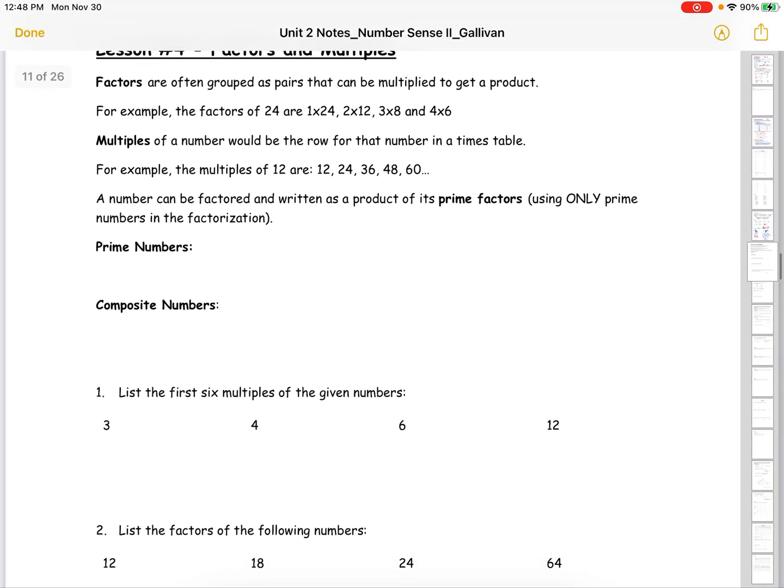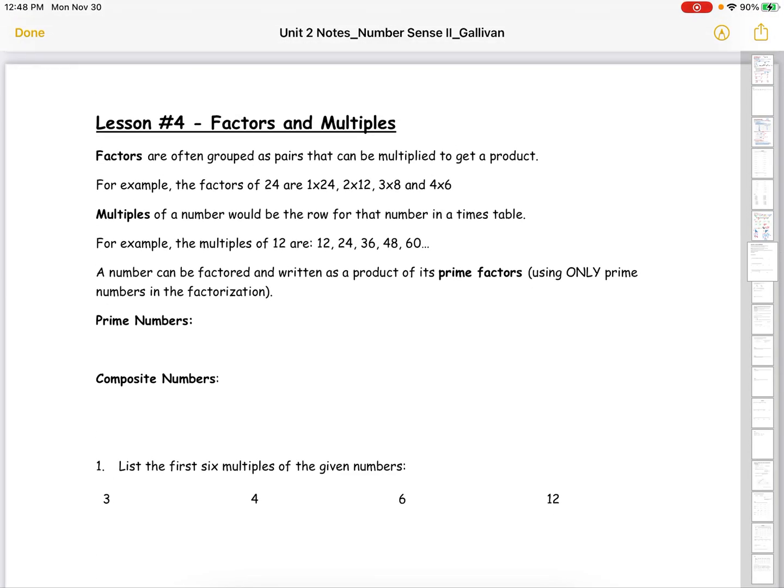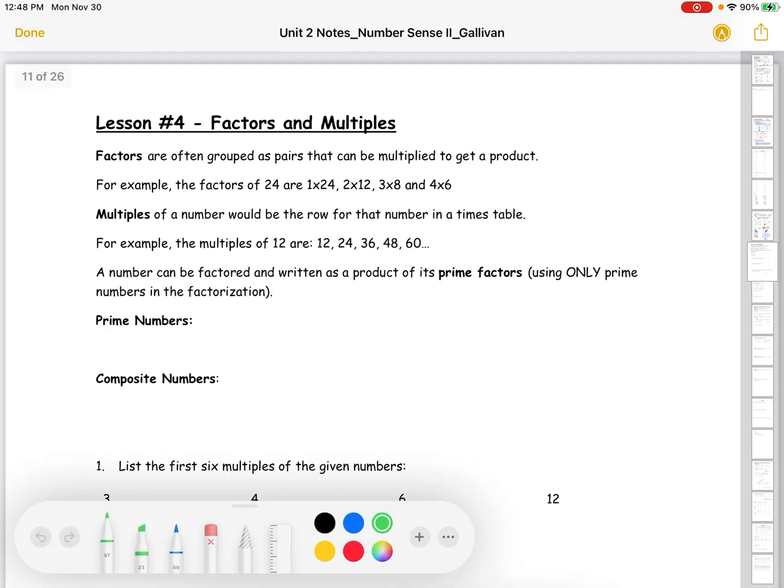Okay, so we're doing lesson 4, factors and multiples. This is number sense 2 for math 15. So we're talking about factors and multiples.